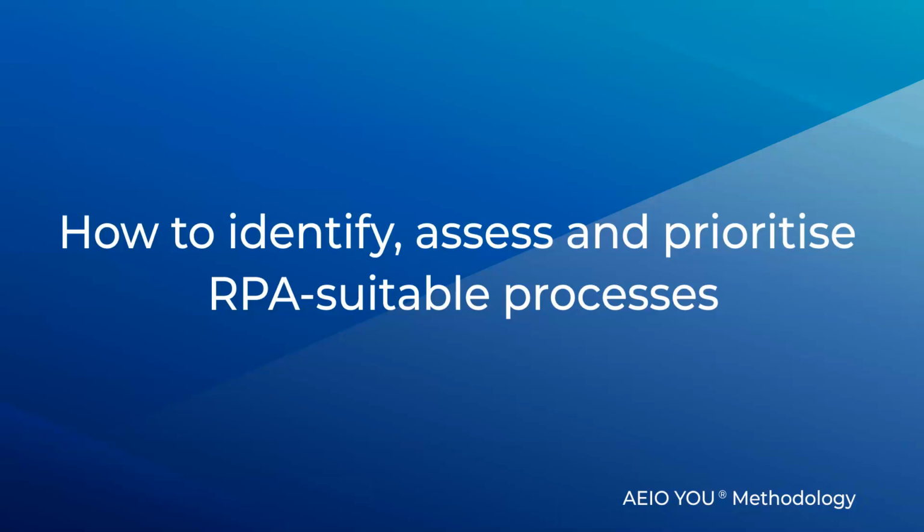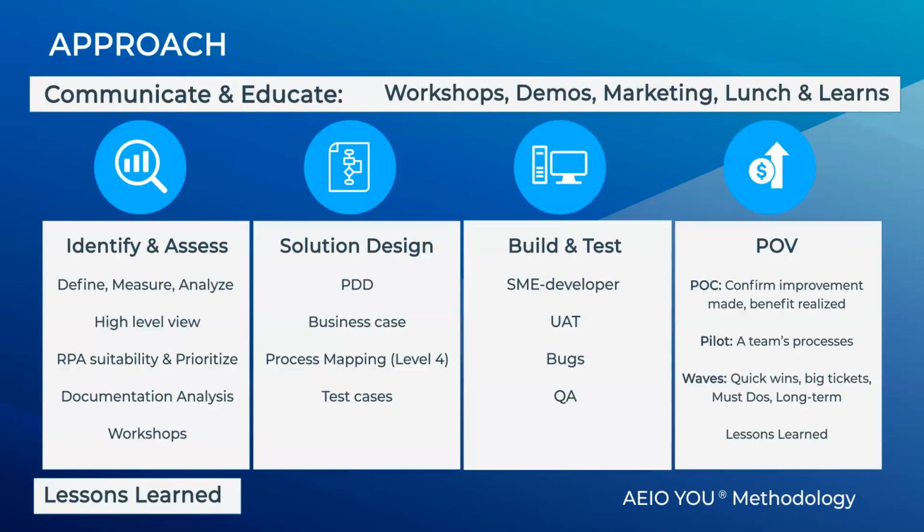We've identified the roles and responsibilities in the Centre of Excellence team. Now, let's look at the 6 steps needed to implement RPA. Identify and assess the process. Is it suitable? What's the benefit? Prioritize.